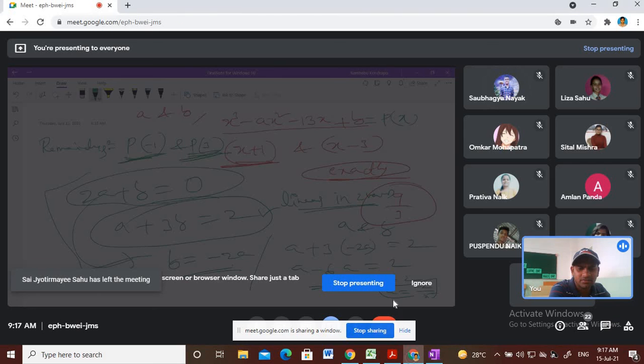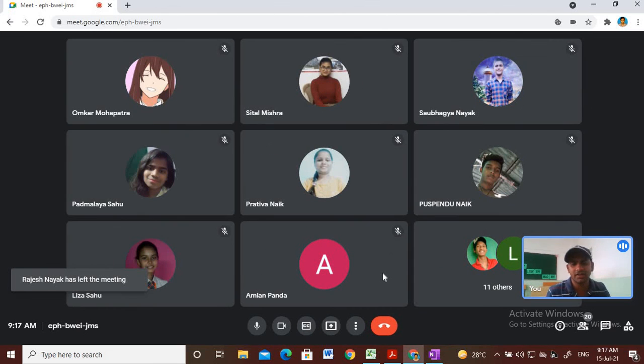Very simple, Saubhagya. When you have two linear equations in two variables, solving means taking any variable from either one of the equations, whether x or y, and substituting that value in the other equation. For example, if you take the x value from the first equation, substitute it in the second equation so that you will get the y value. After finding the y value, you put it in either equation and you will get the x value. That is the process. Tomorrow I will explain in the next class.